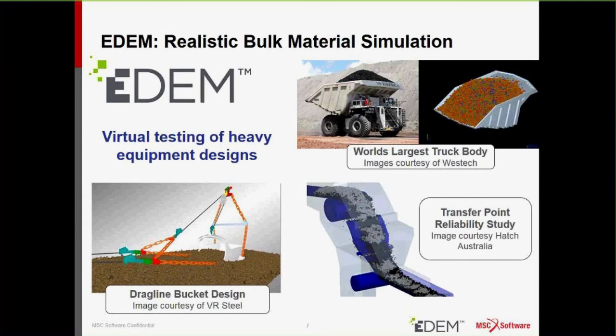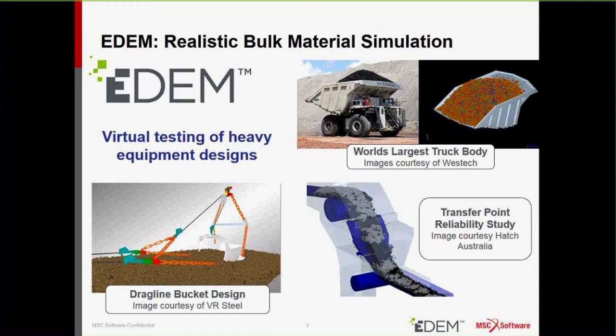EDEM is used across a range of different industries, in particular by companies in the mining and construction sectors. By introducing EDEM simulation analysis into their design workflow, equipment manufacturers are able to significantly reduce their reliance on things like assumption and physical prototyping, and can increase the productivity and reliability of their equipment by understanding exactly how a material will affect their designs throughout the design cycle. So, for example, here in the top right, we have an example from a company called WesTech. Now, WesTech have used EDEM to design the world's largest truck body that combines strength and durability with an increased payload and reduced unloading time. On the bottom left is an example from a company called VR Steel.